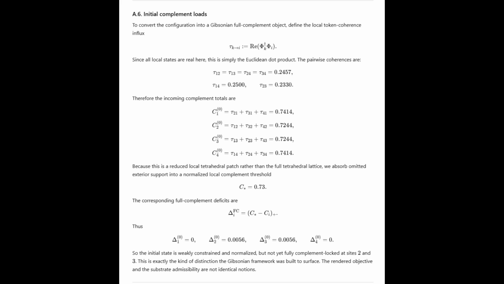Exactly. But Gibson calls that a weak constraint. It only vanishes at the rendered surface, at the global accumulation level. A strong constraint, which is what the physical Gibsonian substrate actually demands, requires that the math must equal 0 locally at every single active substrate site.